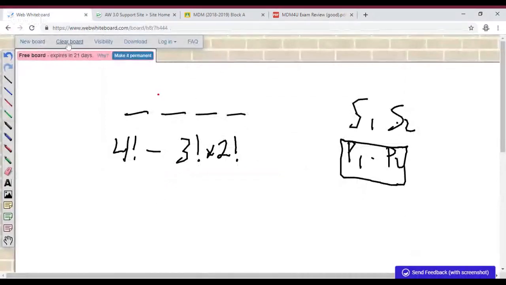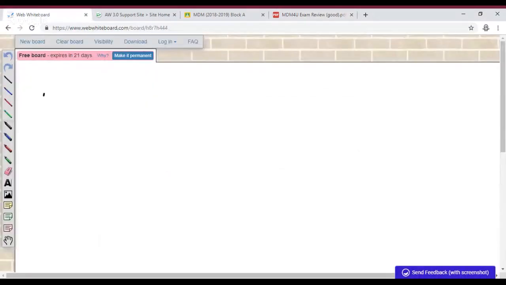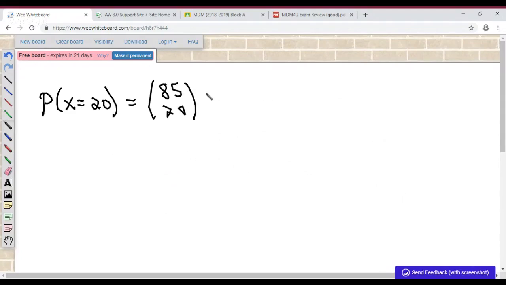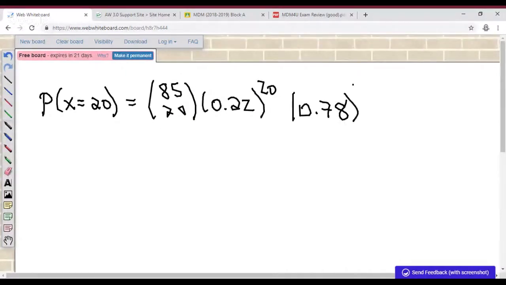So the probability of exactly 20 successes is, out of 85 attempts, we want 20 successes. The probability of success is 0.22. We need 20. The probability of failure is 0.78. We need 65. And again, make sure you are calculating that all directly into your calculator.